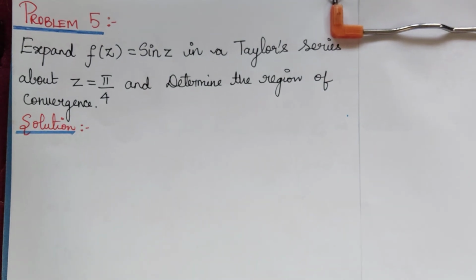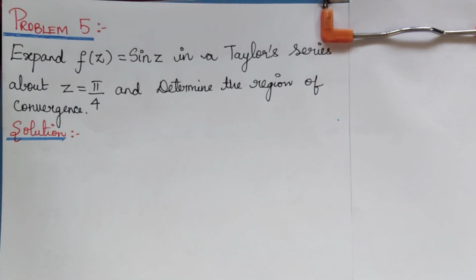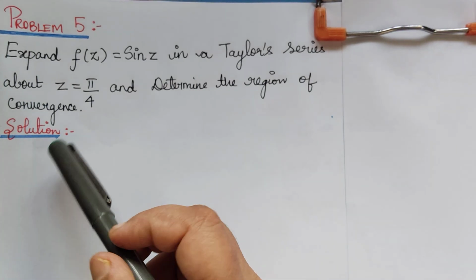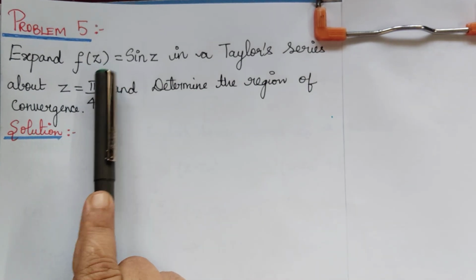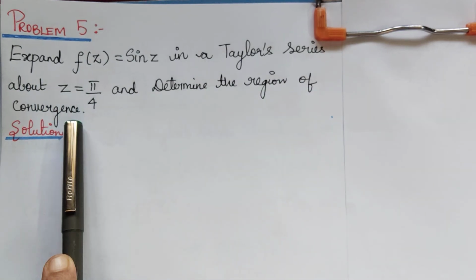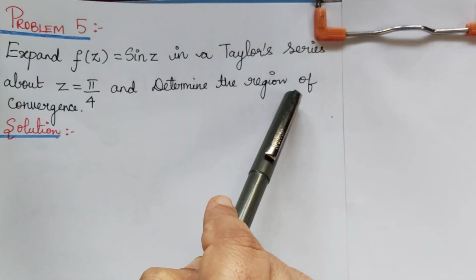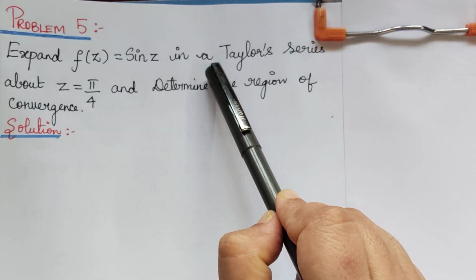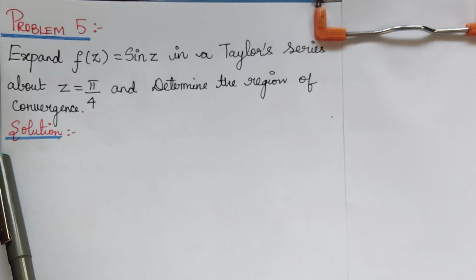Dear students, under the lecture series on complex analysis, we are solving problems under Taylor series expansion. Here we have a problem which says: expand f of z equal to sine z in a Taylor series about z equal to pi by 4 and also determine the region of convergence. This is one of the significant problems which has appeared in one of the previous year question papers.